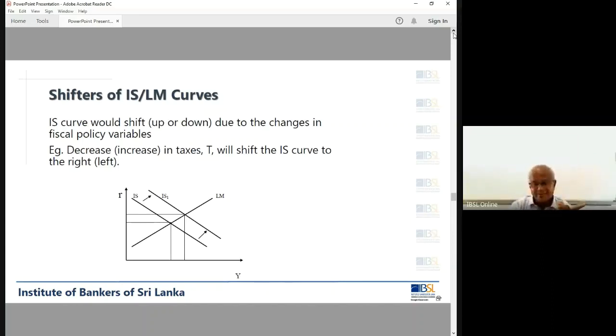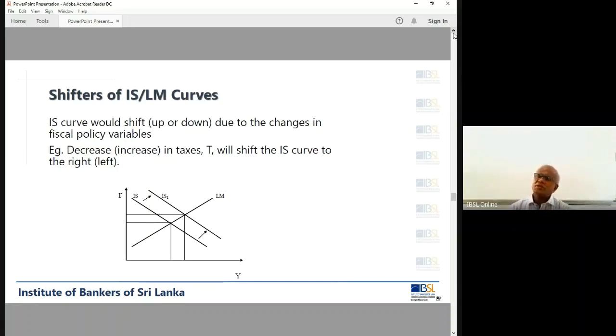Earlier, an increase in government expenditure shifted the IS curve to the right. This time, a decrease in taxes shifts the IS curve to the right. That is interesting. When the government increases expenditure, IS shifts to the right. When the government cuts expenditure, IS shifts to the left. In the case of taxes, when the government decreases taxes, IS shifts up. When the government increases taxes, IS shifts down. So that is to understand this.